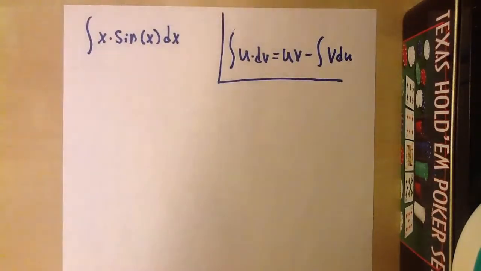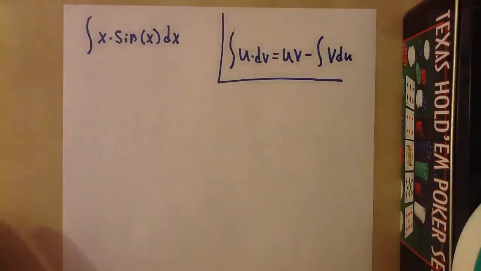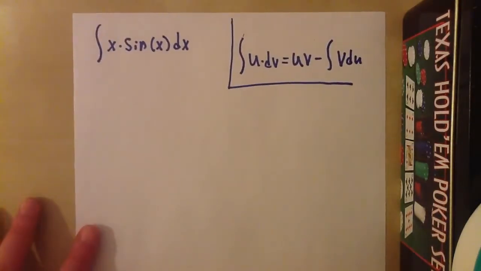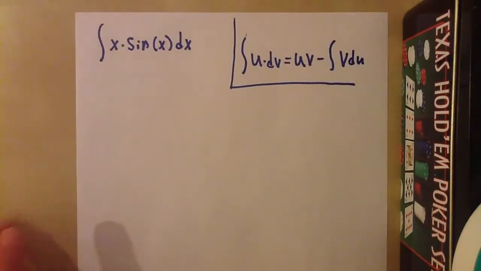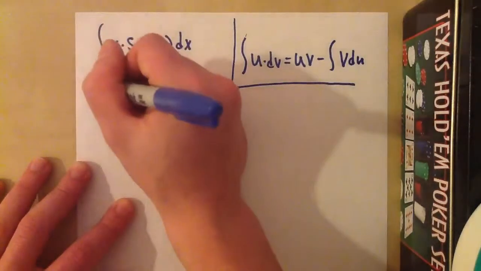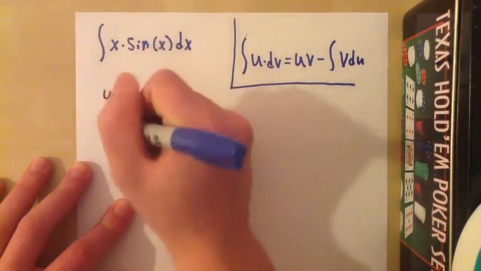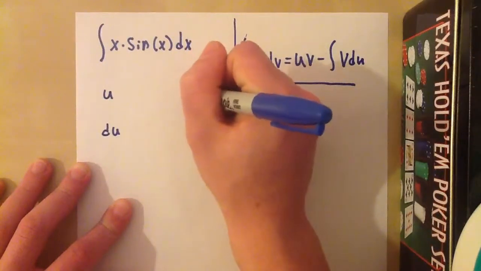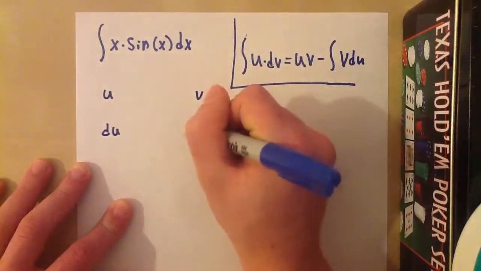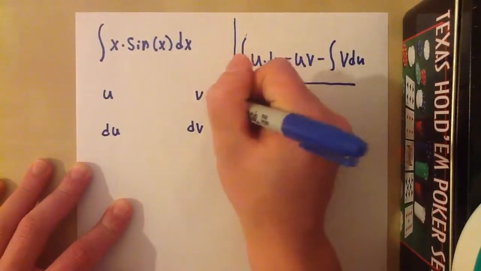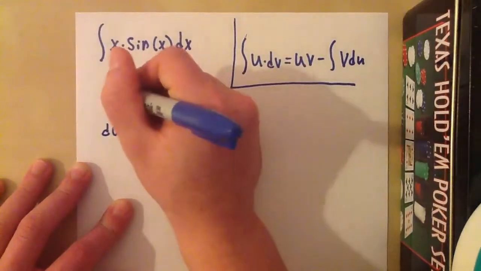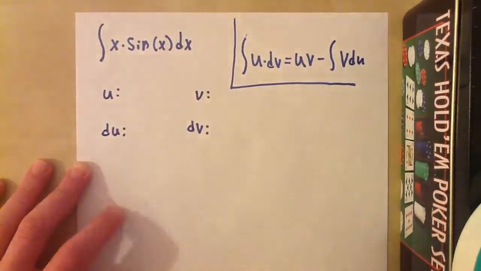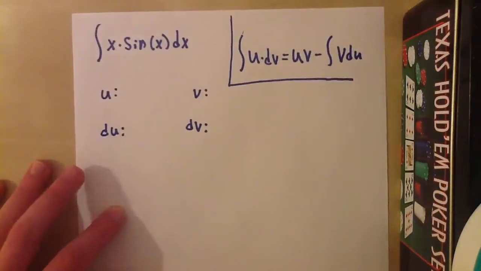So what I like to do is keep everything nice and neat, and we know we're going to be needing 4 different variables throughout this question. We have a u, the derivative of u, v, and the derivative of v. And if we can find all these, that makes doing this problem pretty easy.